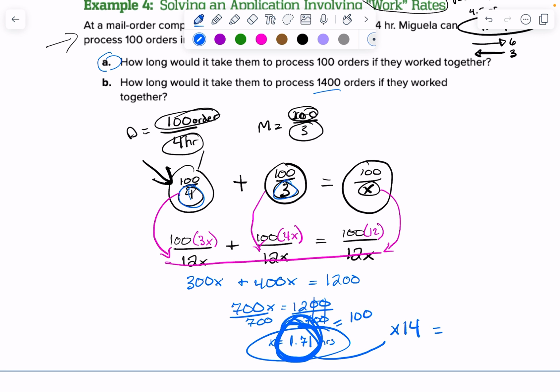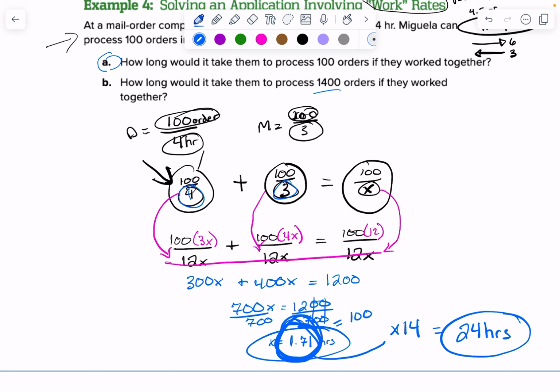So I'm going to take that same decimal that I have in my calculator already, and I'm just going to take it times 14, and it says it's going to take 24 hours to process that many orders. Now, that's assuming, again, that you don't take like breaks or anything like that, whatever, right? This is aside from that, okay?